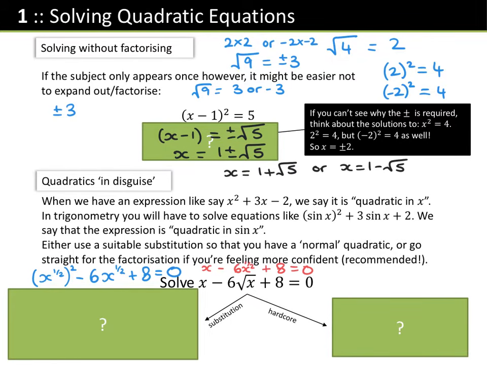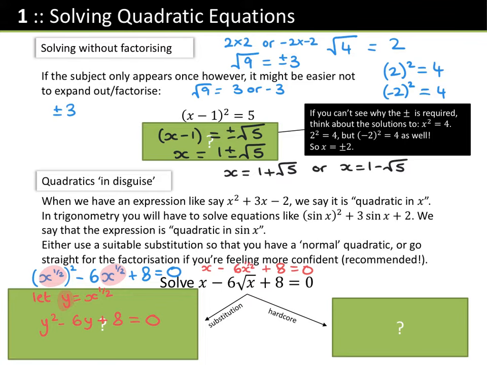Now, what we can see here is x to the power of half, something squared, minus 6 lots of something, plus 8. It is a quadratic in disguise, because quadratics always go something squared plus something x plus a number. So what we're going to do is let y equal x to the power of a half. Wherever there's an x to the power of a half, I'm going to substitute in y. So now I'm going to have y squared minus 6y plus 8 equals 0. Now this is a form that we know.